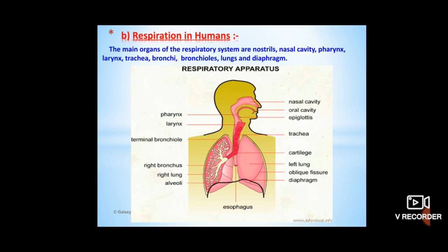What are the systems or organs that are actively involved in the process of respiration? See children, the main organs of the respiratory system are the nostrils, nasal cavity, pharynx, larynx, trachea, bronchi, bronchioles, lungs and diaphragm. So these are all the organs that are actively involved in the process of respiration in human beings.